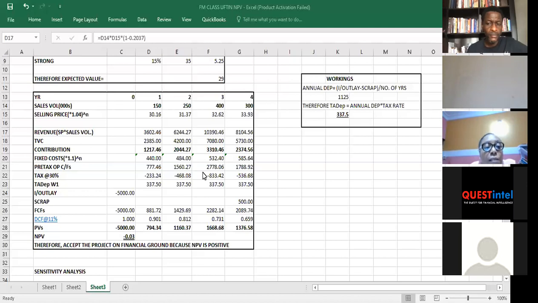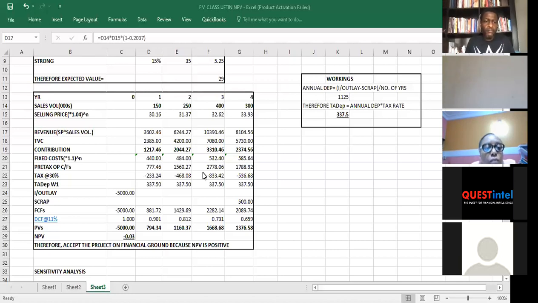It also affected the contribution. It will affect everything. It will affect tax. That's why we did 1 minus T. It will affect your present values. It will change a lot of things. But in that change, every other factor was constant.